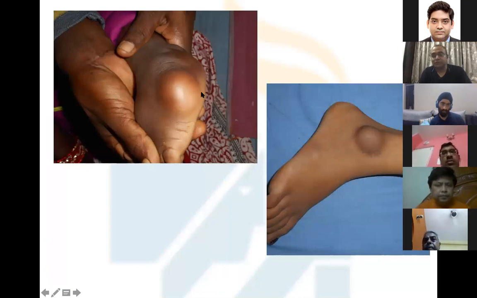And these are cases where you see callosities. It's a CTEV child, on the lateral aspect of the foot. Here it's a student sitting, and there is a lateral bursitis over the lateral malleolus.